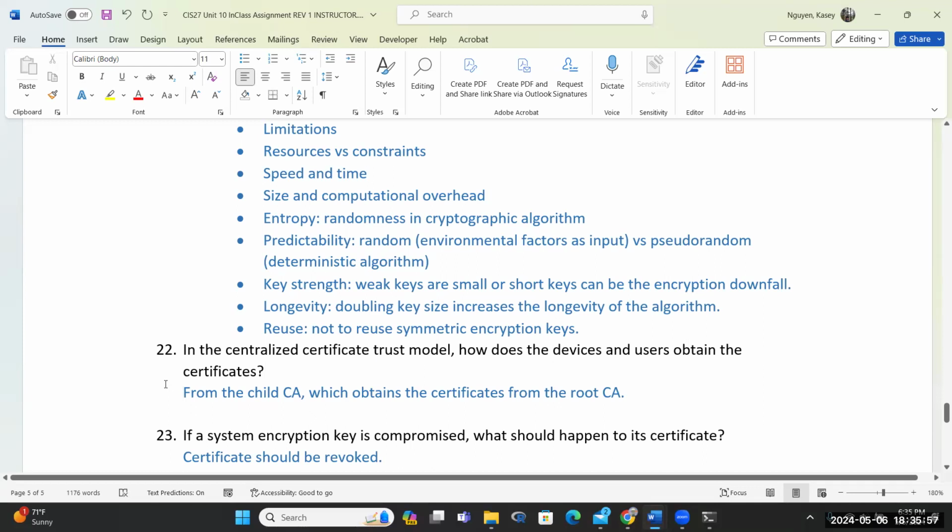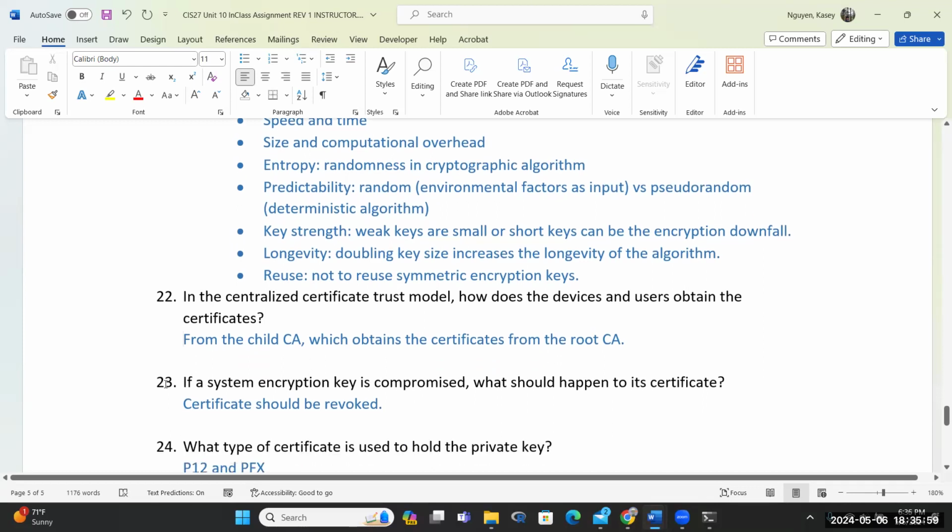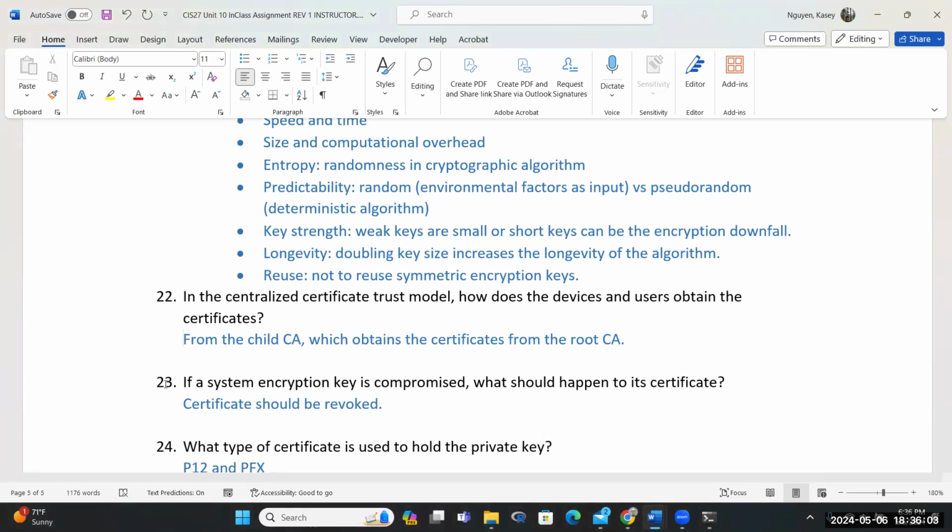So if a system's encryption key is compromised, what should happen next? You should revoke that certificate immediately, because that certificate represents trust for that system. And once trust is established, there are other things that would be implemented with access.